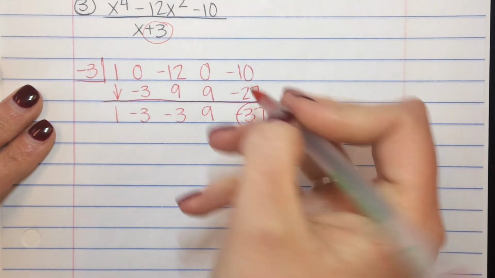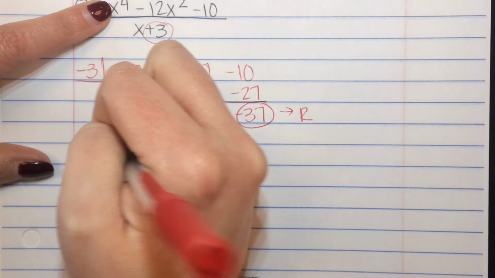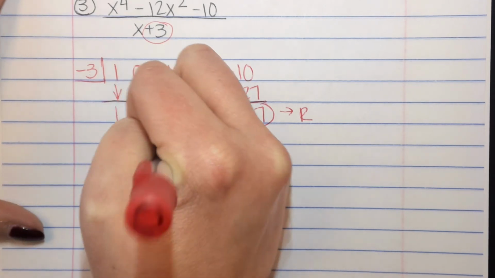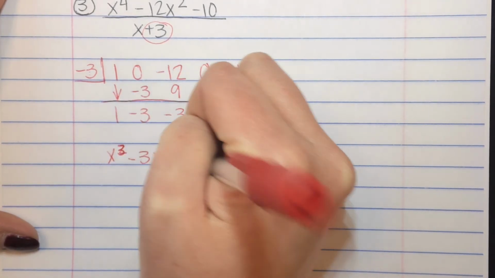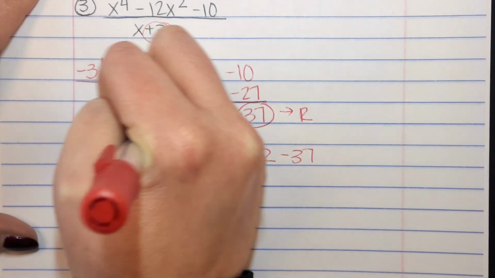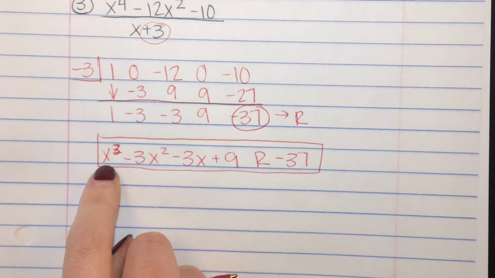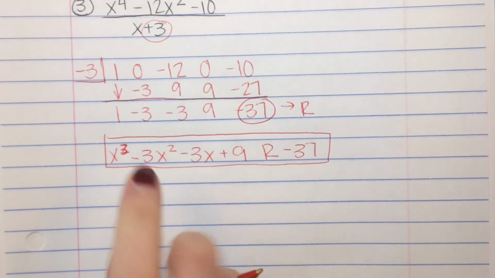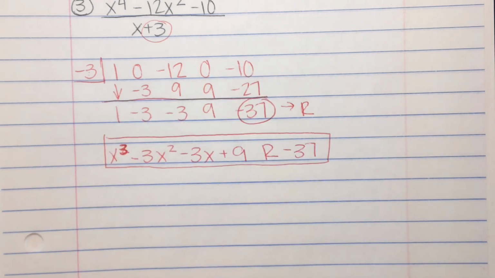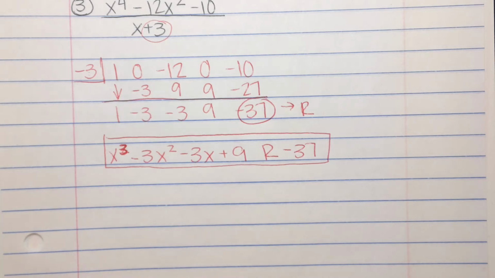Okay, so we build our polynomial. So x, not squared, it's going to be cubed, sorry, x cubed minus 3x squared minus 3x plus 9, with a remainder of negative 37. Okay, so in your answer, when you divide, that leading exponent, or that degree, is going to be 1 less than what you started with. So we started with 4, so it makes sense that it's 3.